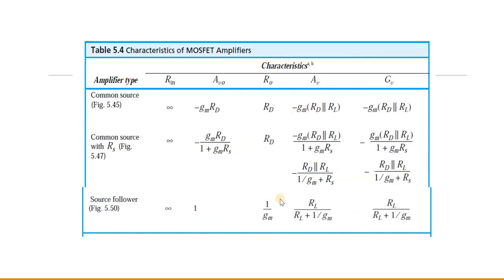So this is the summary of your amplifier types and various characteristic parameters of these three amplifier types, that is common source, common source with Rs, and source follower. So in the next class we shall discuss the problems under the gate capacitance, under the MOSFET internal capacitance, and the last topic is a small topic, that is the high frequency model of the MOSFET, and thereby we are going to complete this particular chapter.